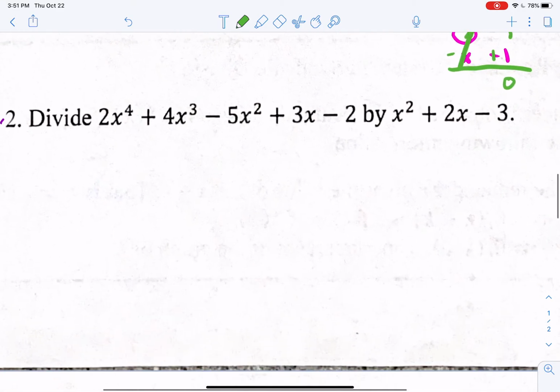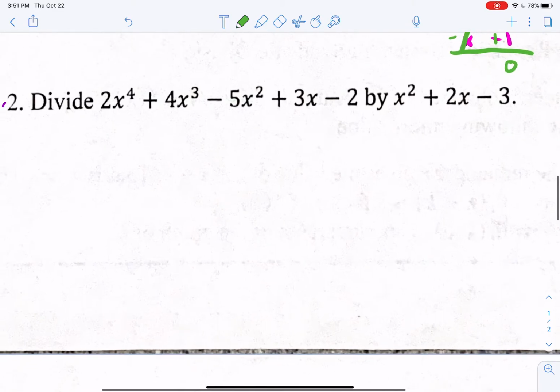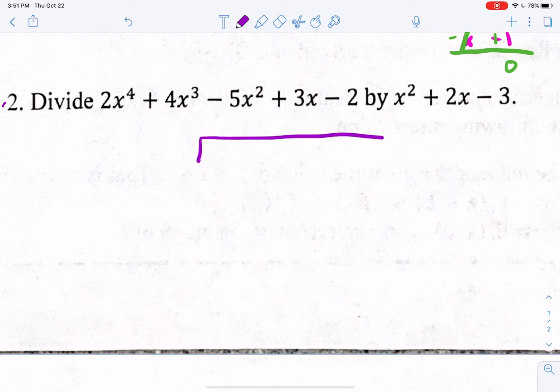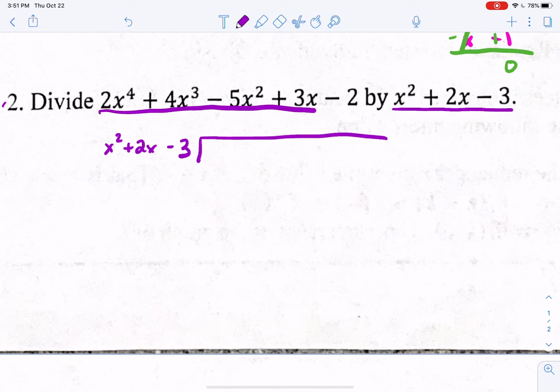Okay. All right. Example 2, they're going to have me divide that again as well. Let's get this thing set up, and we need to make sure that if there are things that we need to have a placeholder for, we put that in. We're dividing by x squared plus 2x minus 3, so that's going to go out here on the side. x squared plus 2x minus 3. And the stuff that goes underneath on the inside is the 2x to the 4th plus 4x to the 3rd minus 5x squared plus 3x minus 2.